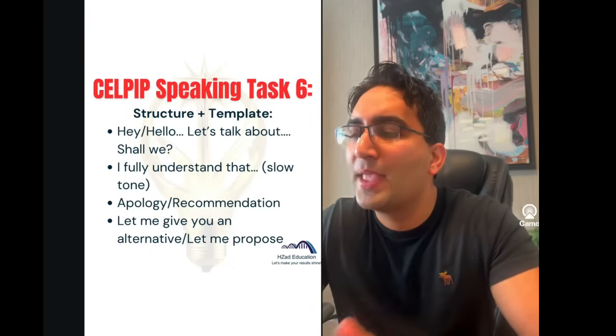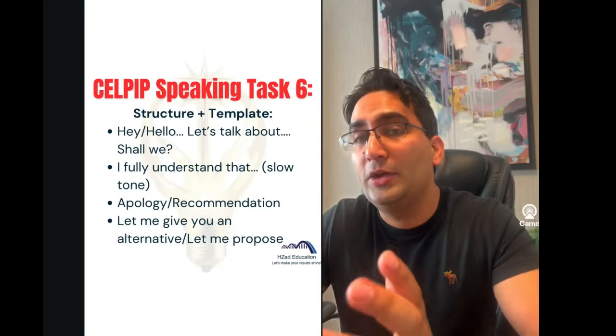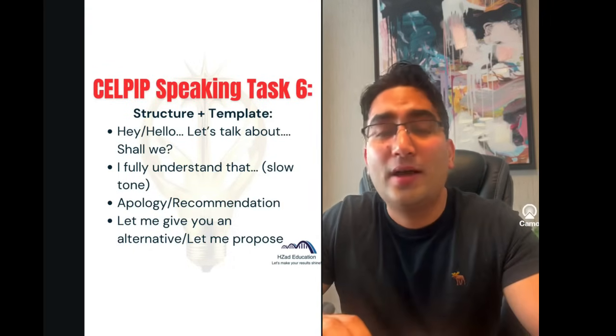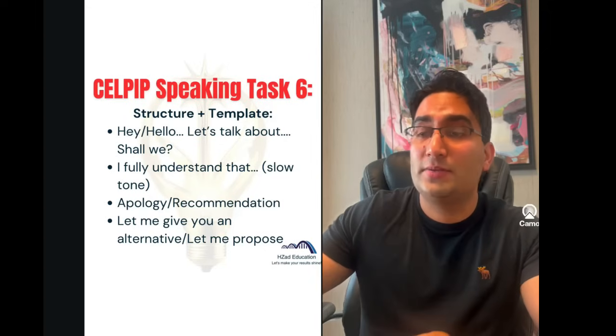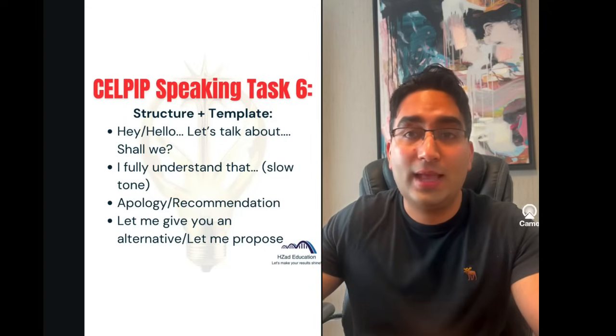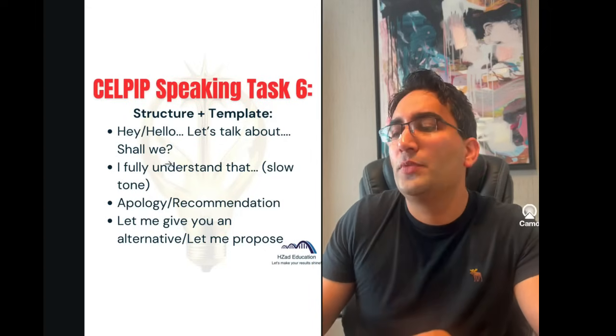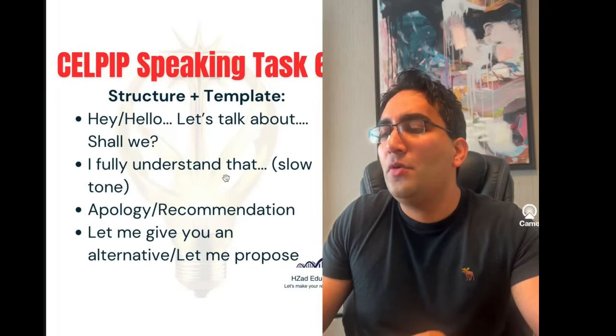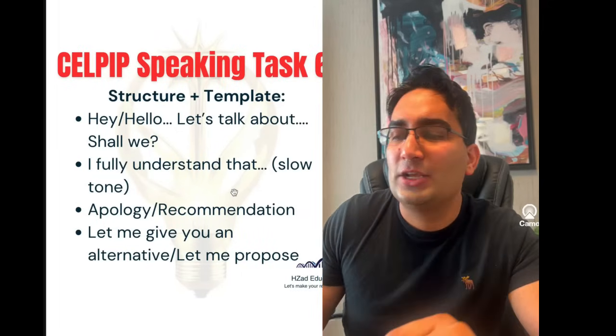So stay tuned. The first thing you want to say is, hey, hello, depending on the tone. Let's talk about, and then in this case, I would say to my teenager, let's talk about your summer plans. Shall we? Shall we is the next thing you would say. Now, pause a little, 1 second, and then go with your next sentence.